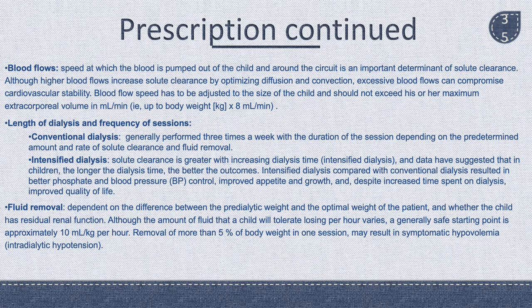In terms of fluid removal, this is based on the difference between the pre-dialysis weight and the optimal weight of the patient and whether the child has any residual renal function or not. Although the amount of fluid that a child will tolerate losing per hour varies, a general safe starting point is approximately 10 mL per kg per hour. Removal of more than 5% of body weight in one session may result in symptomatic hypovolemia.